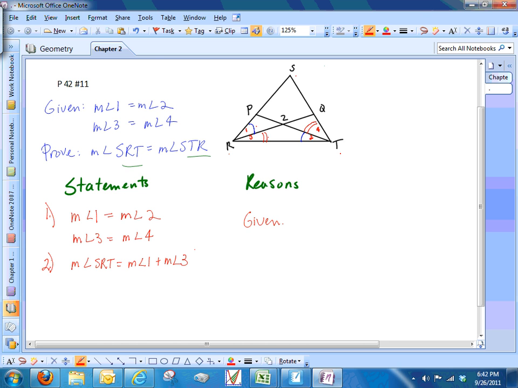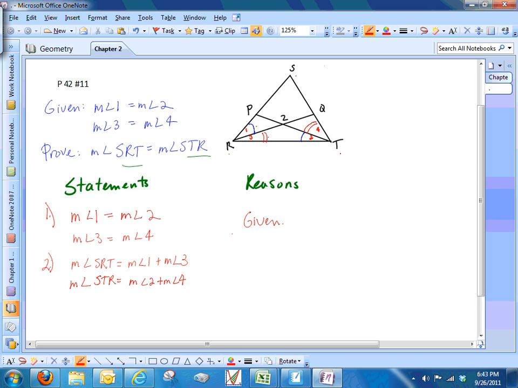While I'm on that line, I might want to check and see if there's anything similar I can do with STR. STR looks like it's comprised of angle 4 and angle 2. So in the same line, since that's a related concept, I'm going to say STR is equal to the measure of angle 2 plus the measure of angle 4.